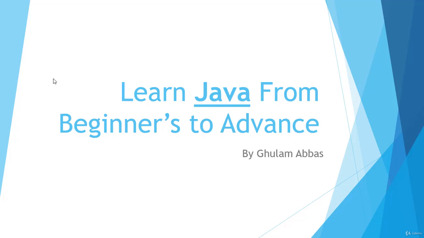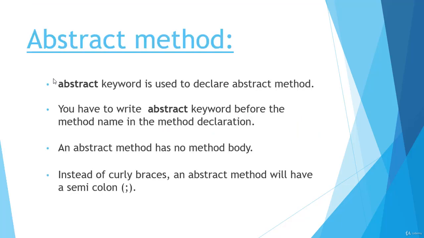Today in this video we are going to discuss abstract methods. The abstract keyword is used to declare an abstract method. You have to write the abstract keyword before the method name in the method declaration. An abstract method has no method body. When you create an abstract method, you don't write the body of that function. Instead of curly brackets, an abstract method will have a semicolon. You will understand abstract methods better when we discuss them in NetBeans.